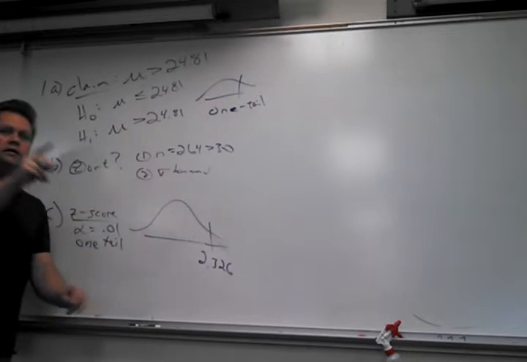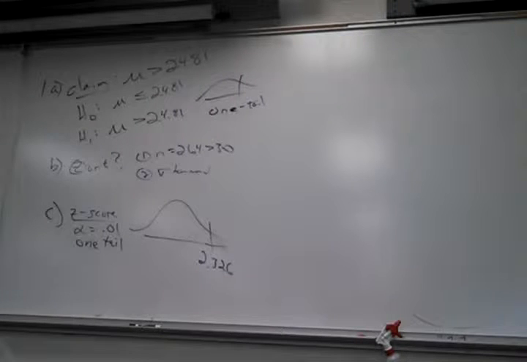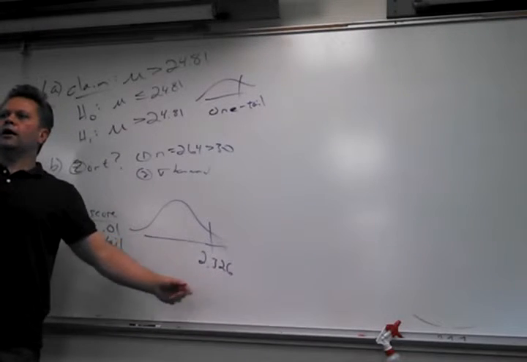2.326. Now, if you look at the Z chart, just to remind you guys, if I want 1% up there, what's below it? 99. So I can look at 0.99. Which one of these is closer to 0.99? This one. All right, so let's see what it is. It is 0.03, and then over here it is 2.33. And that's exactly what 2.326 would round to.